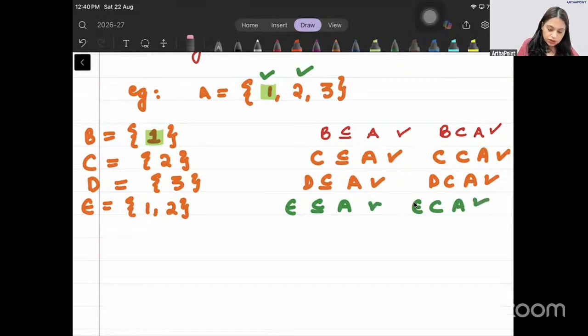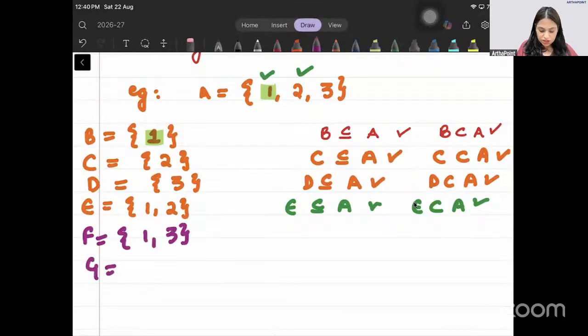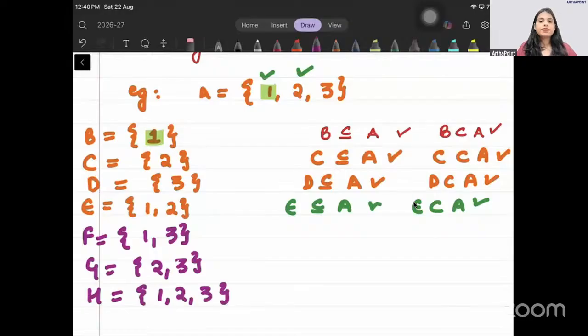Acha, what about F, in which it is 1, 3? G, in which it is 2, 3? They will also satisfy that these are subsets and also proper subsets. What about 1, 2, 3?